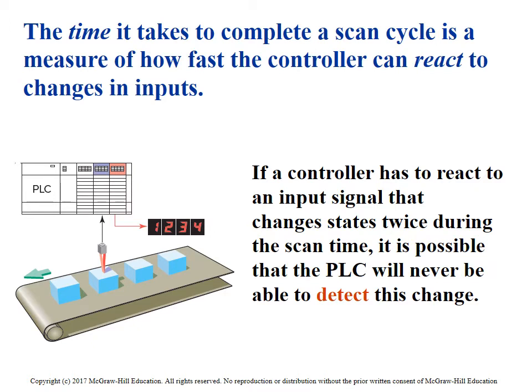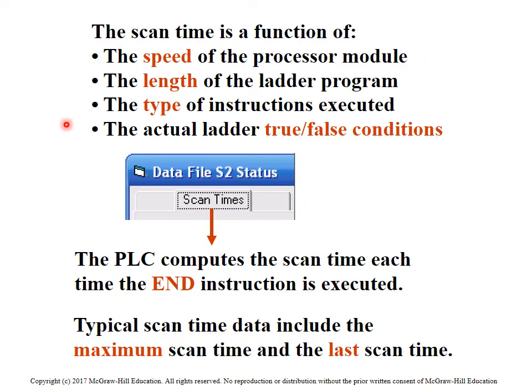Let's see if we can move along here. So again, the speed of the processor, the length of the ladder program, and the type of instructions executed all have an impact on that scan rate. If you can imagine, if you have 10 I/O points versus 10,000 I/O points, you've got to believe that the scan rate is going to be way slower at the 10,000 than it will be at the 10. It just makes sense. The more work you've got to do, the longer it's going to take you to do it. So that's something to be aware of.